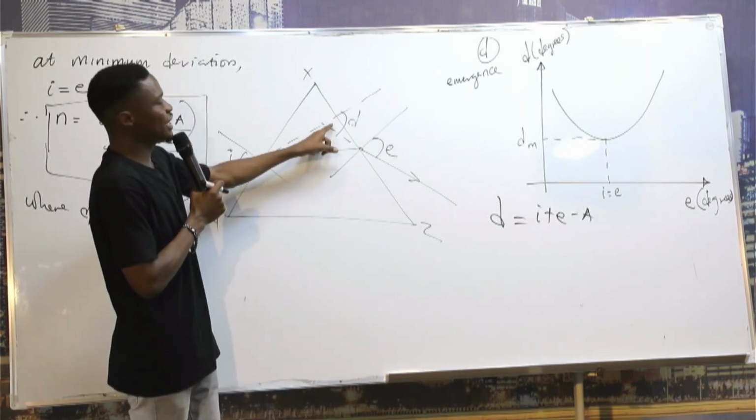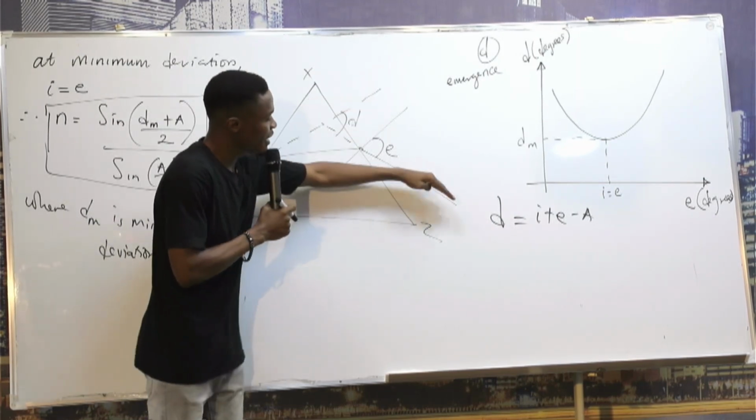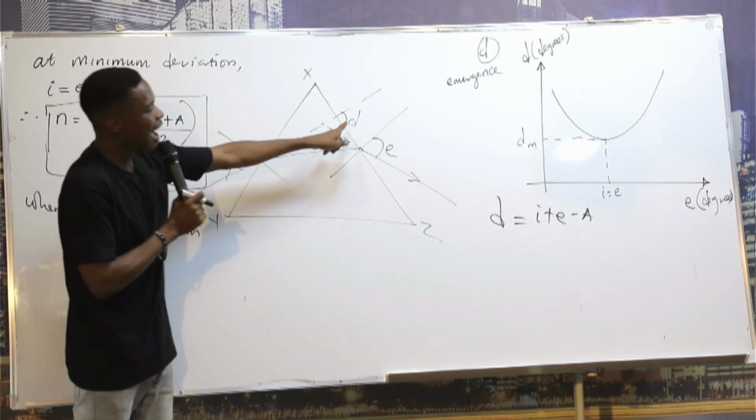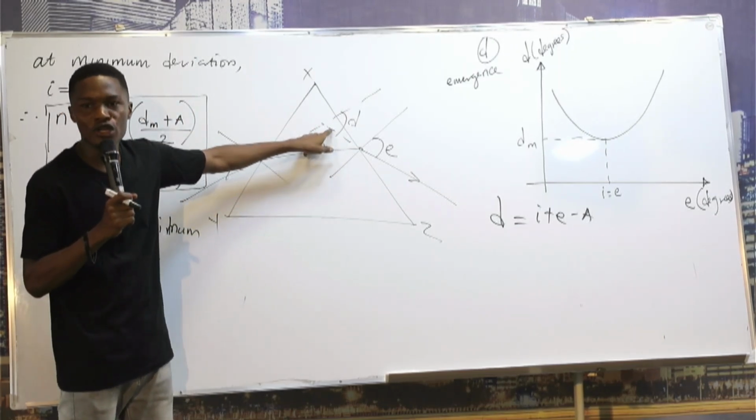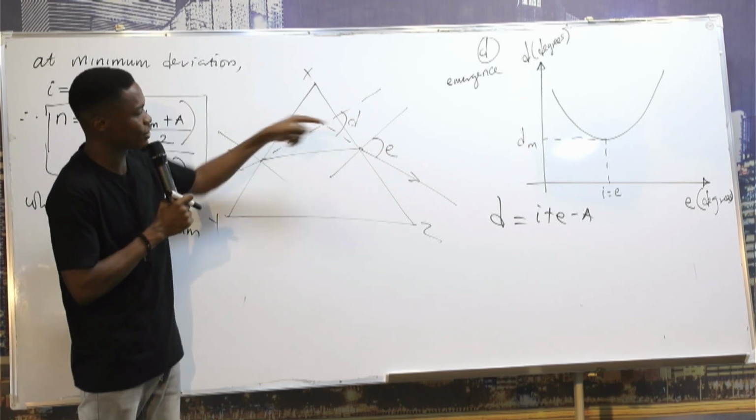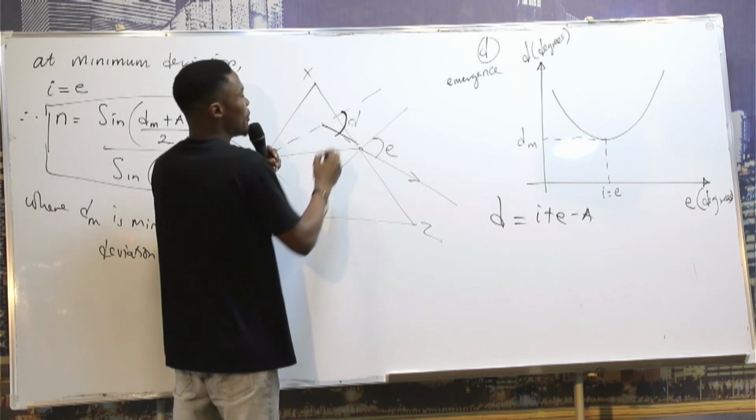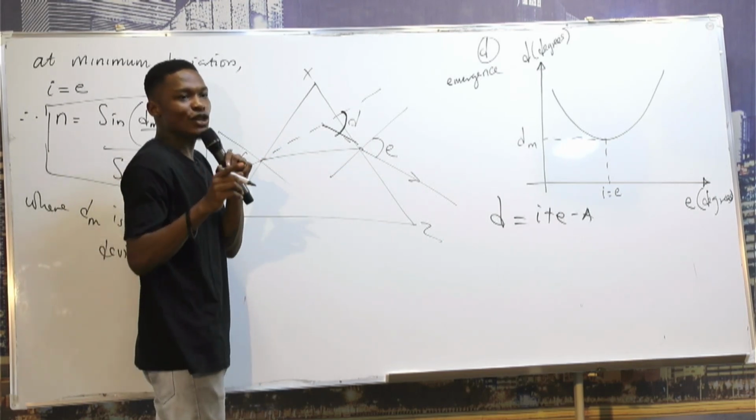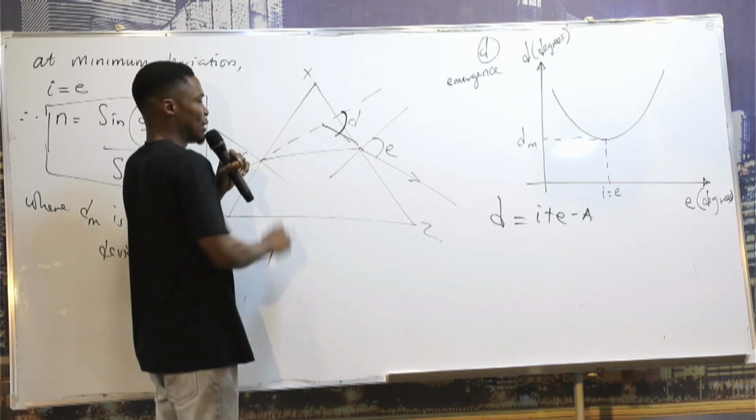Now, what does deviation really mean? Deviation is the angle between the incident ray and the emergent ray. The angle between them. That is what we call deviation. And take note of the location of that deviation. Look at where deviation is located, because we are going to see a jump question later that was asking us for the location where deviation was found. So take note of where it is located.